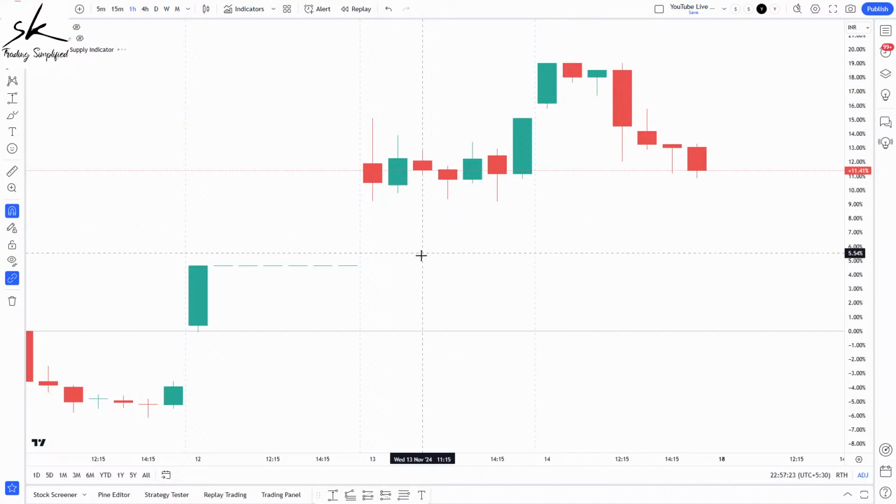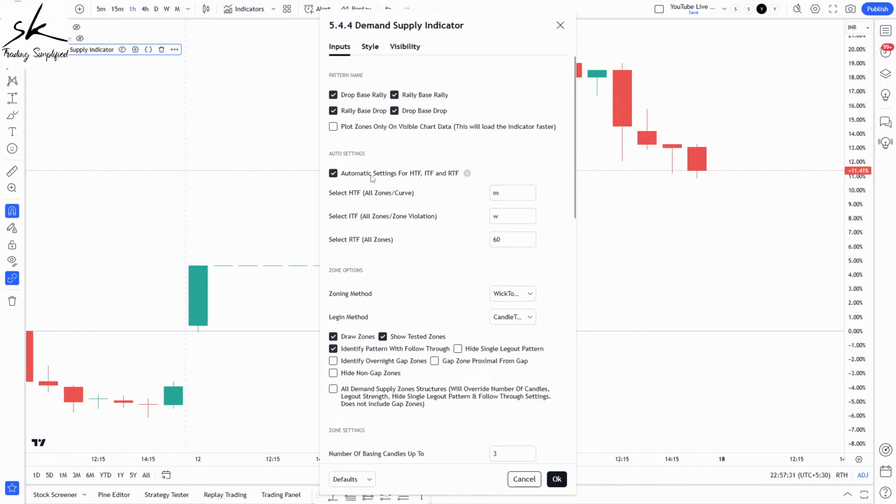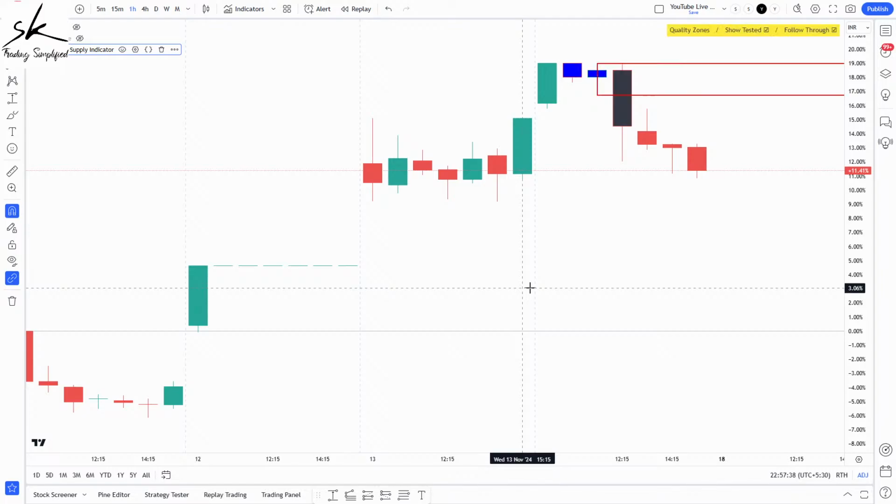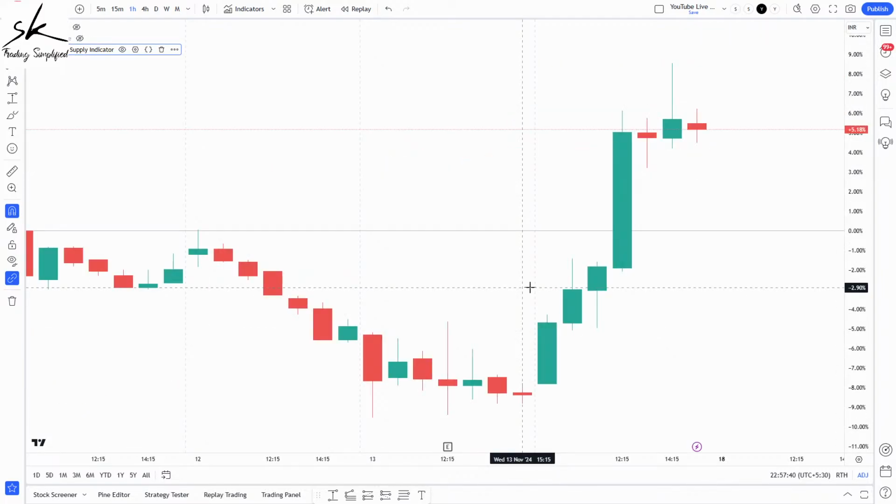So I'll still have something here. So this might not be a good example again. So just give me a few seconds. Okay, now the problem is I have also selected this. Let's disable it. Now the indicator should only throw quality areas for me. Okay, so we have something on this. Let's see, do we have something on this? I think we'll be having some demand areas right here.